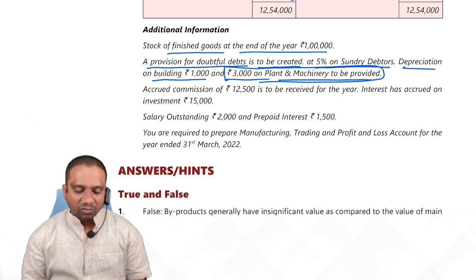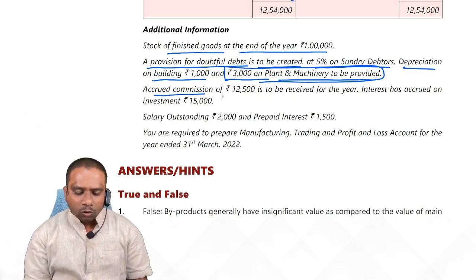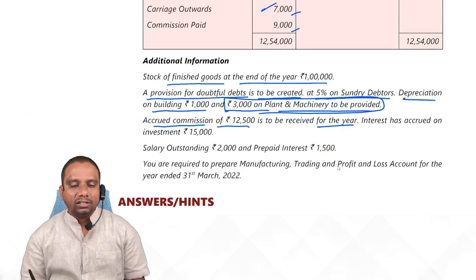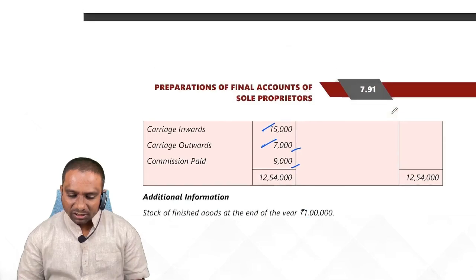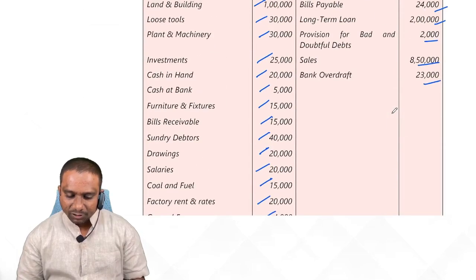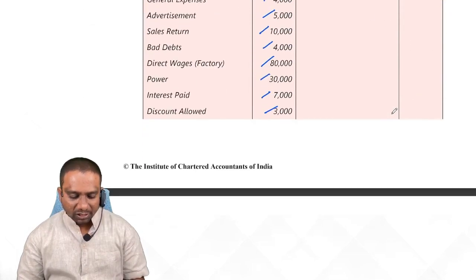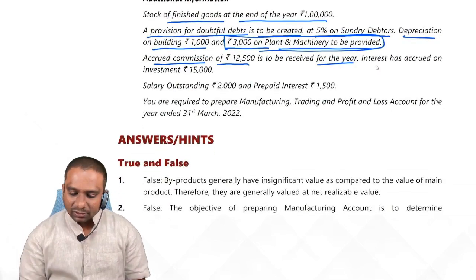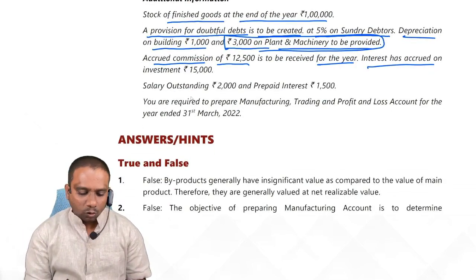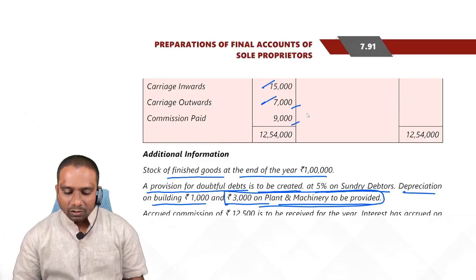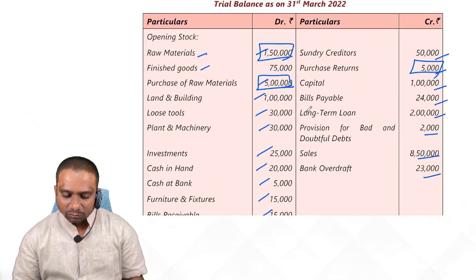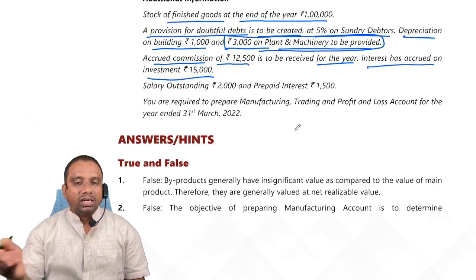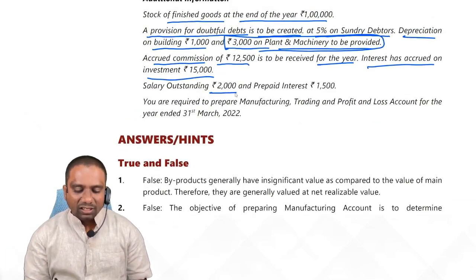Don't forget. Next one. Accrued commission of 12,500 is to be received for the year. So asset, credit. Already commission received how much? Did we receive any commission? No. So credit this. And show balance sheet asset. Interest has accrued on investment 15,000. Did we receive any interest till now? No. So P&L account credit side and balance sheet asset. Simply salary outstanding 2000.